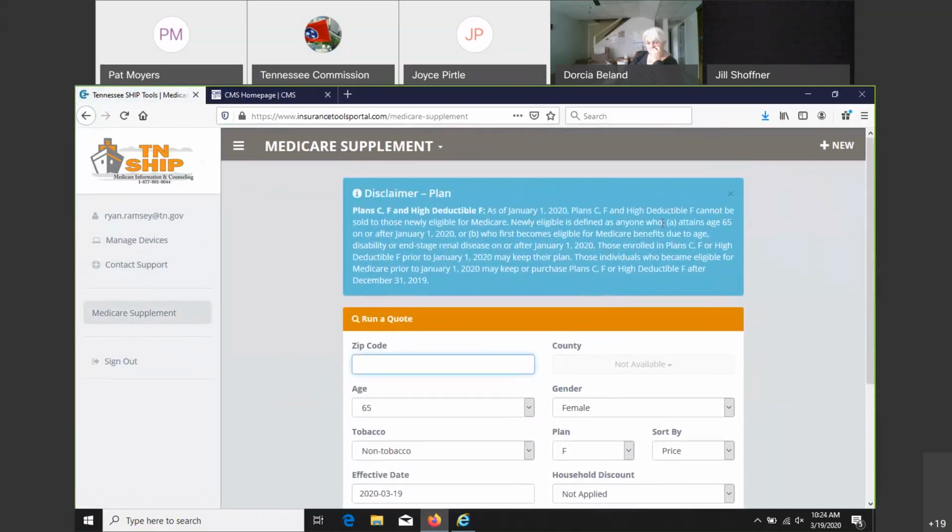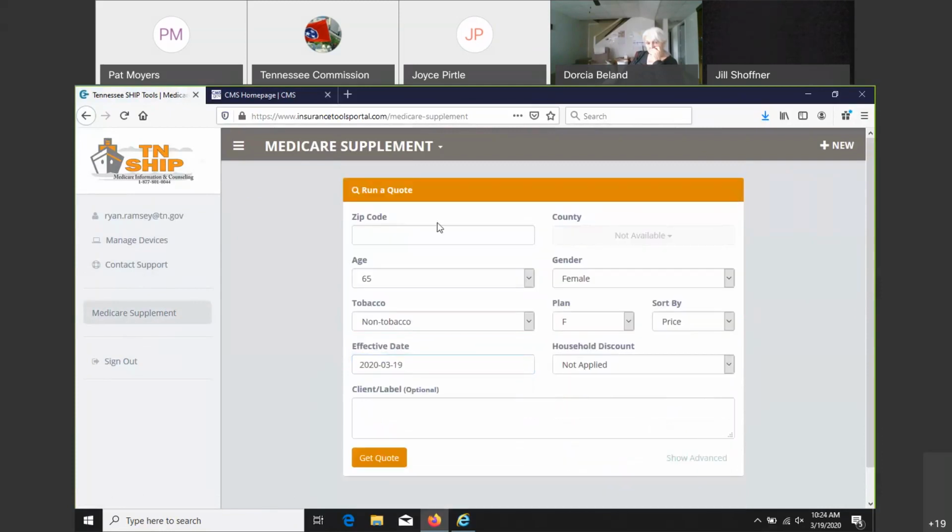It does have a disclaimer about those Plan C and F Medigap policies. Right up there, I'm going to just go ahead and get rid of this.